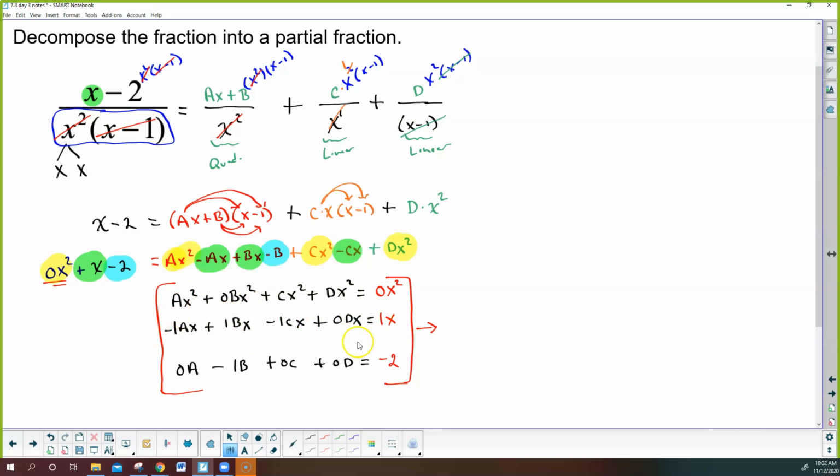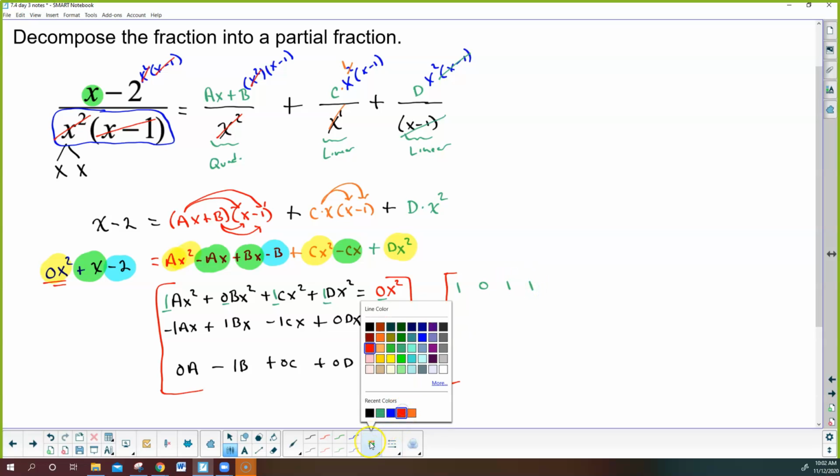So notice how this is basically set up in our matrix. Now we're just going to take the coefficients, the numbers in front. So I'm looking at the 1, the 0, the 1, the 1, and then the answer of 0. So for my x squareds, I have a 1, a 0, 1, 1, and then a 0.